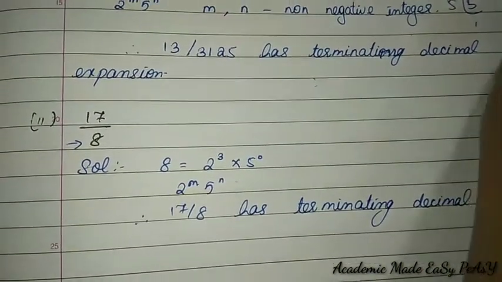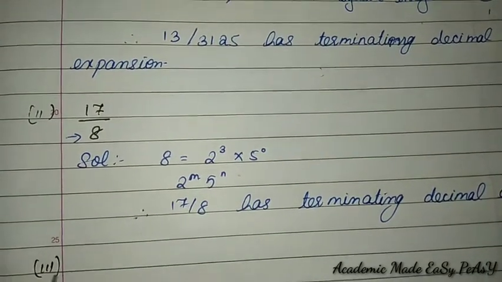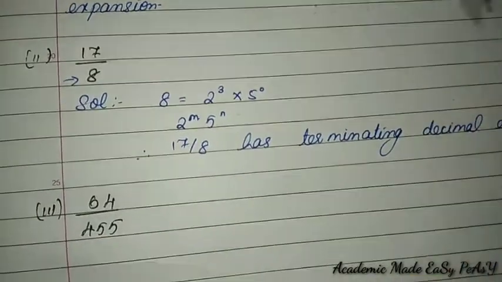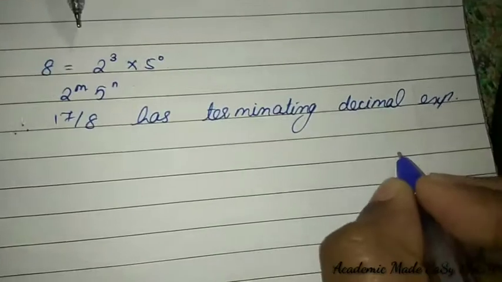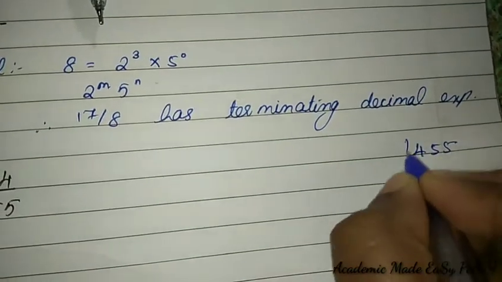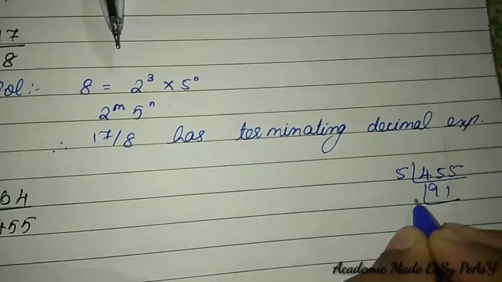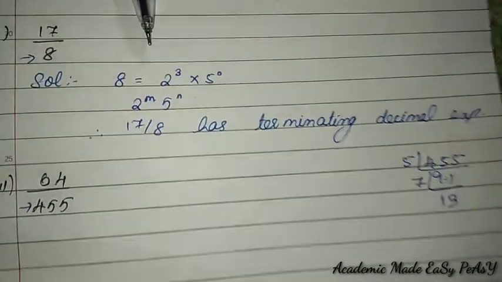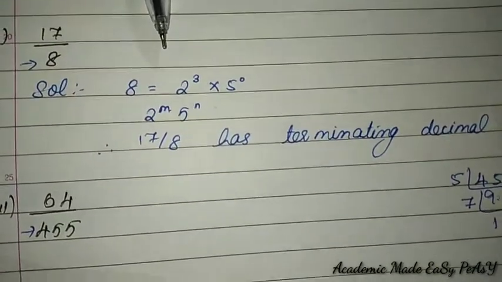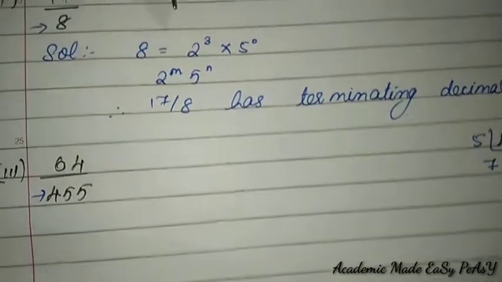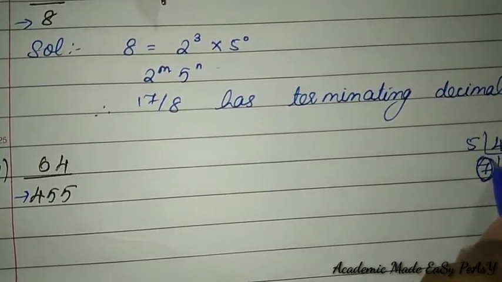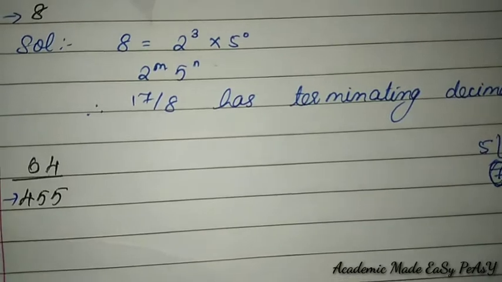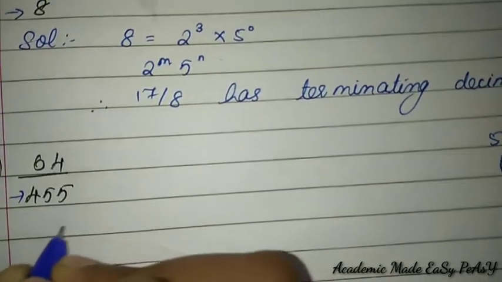Okay, so now the next question, 64 divided by 455. So here also only the denominator. When I take the prime factors of the denominator, 455 is 5 into 7 into 13. So I have 7, so I'll just stop and say that it has non-terminating repeating decimal expansion. Since I have numbers other than 2 and 5, I'm saying that it has non-terminating repeating decimal expansion.